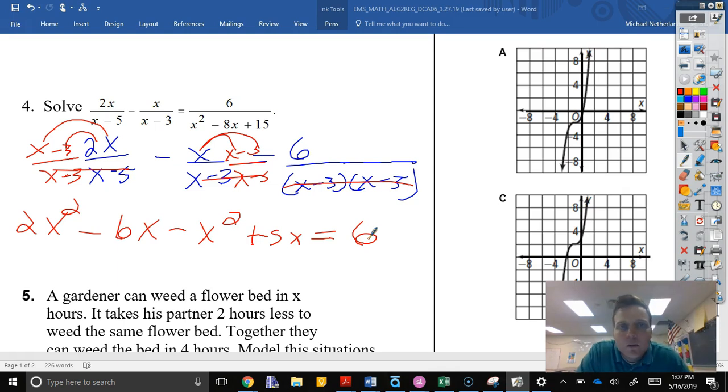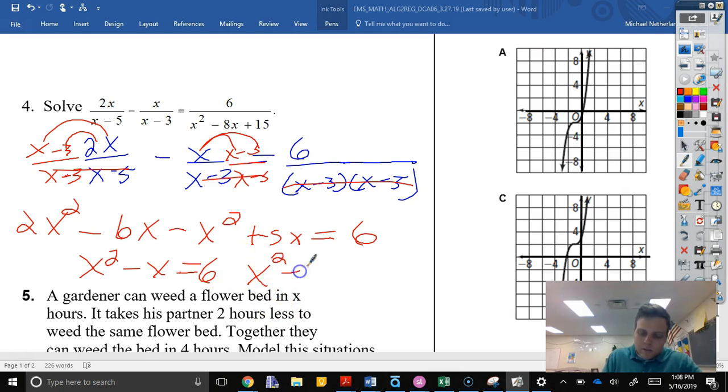So now the next step we want to do is combine like terms. So 2x squared minus x squared, that's just x squared. Negative 6x plus 5x, that's negative x, equals 6. Okay? So now with that, what we want to do is realize we have a quadratic situation. So we need to make this guy equal 0. So we're going to write x squared minus x minus 6 equals 0.